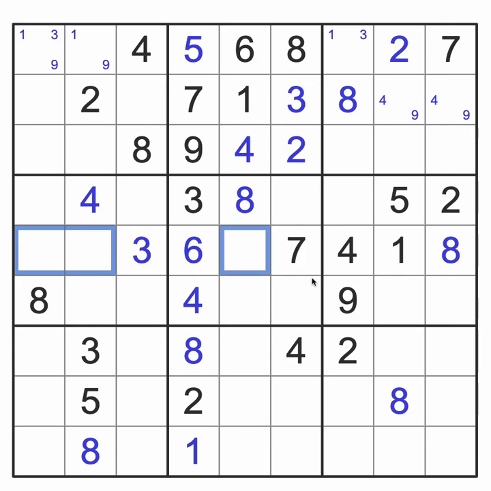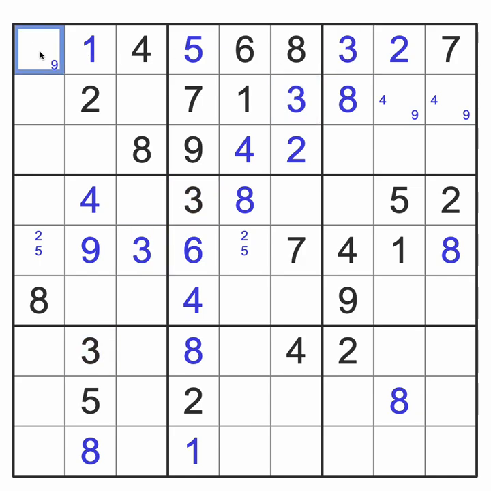And now these 3 cells are 2, 5, 9. This cell is blocked by 2 and 5. Gives me 9. And yeah, now this is 1 because of this 9 and 3. That's what's missing from this row. So this is 1, which gives me 3 and 9.